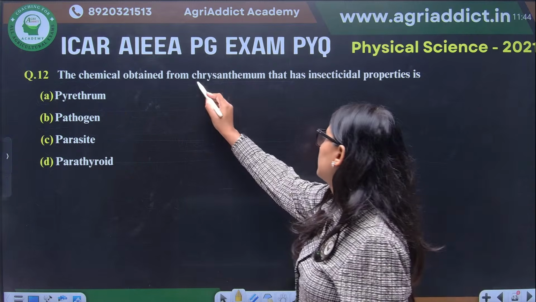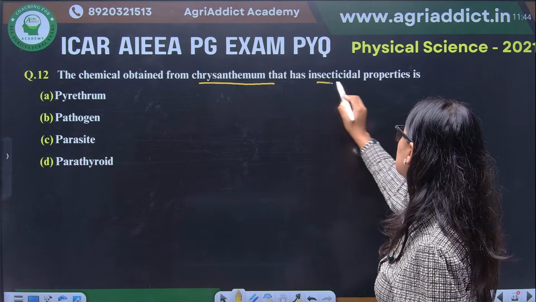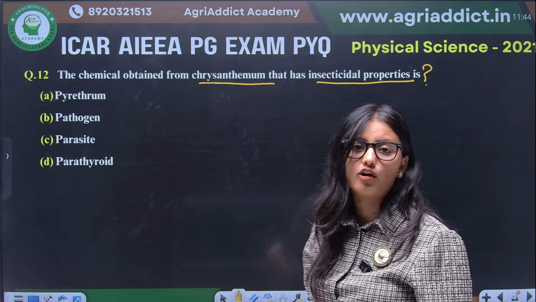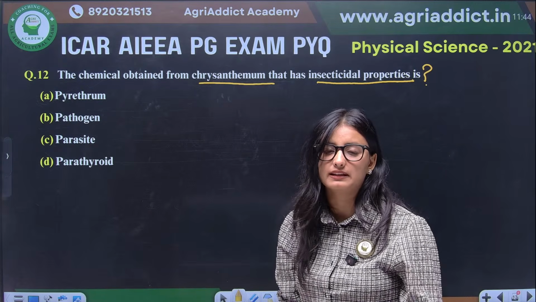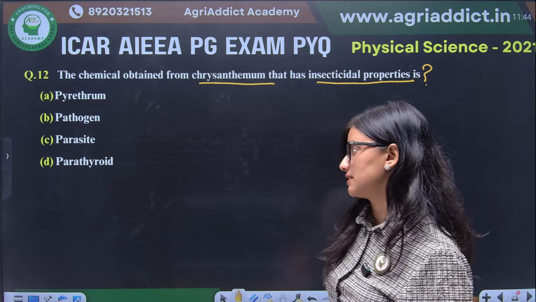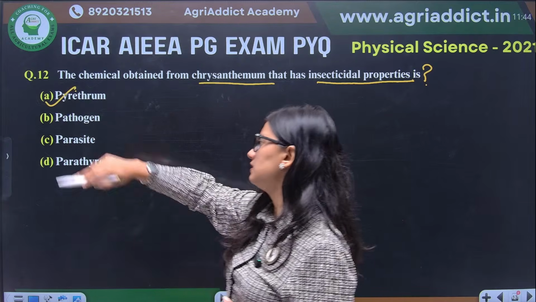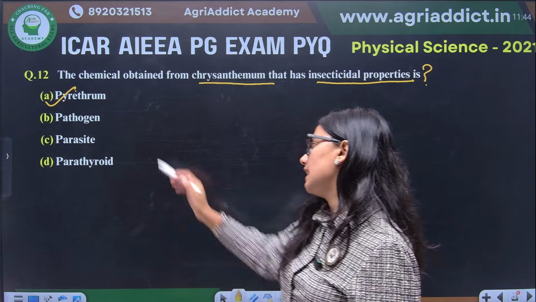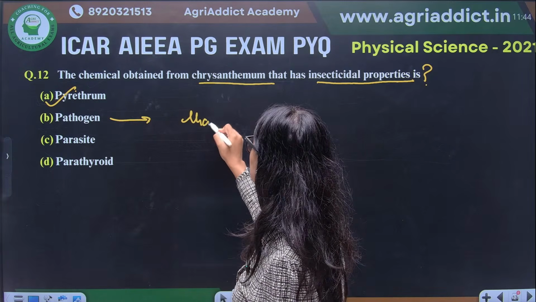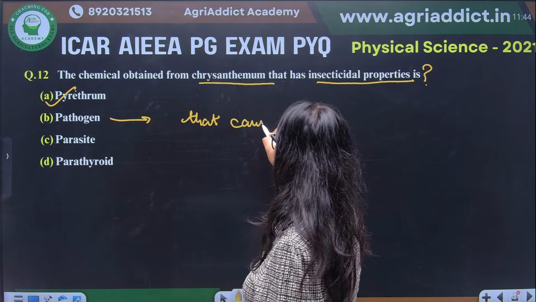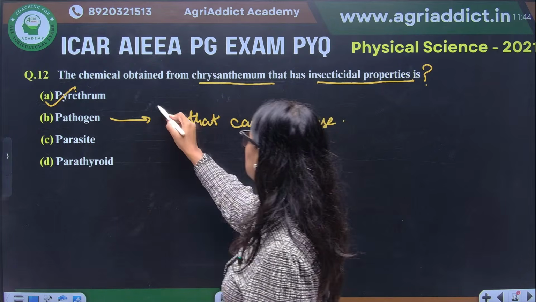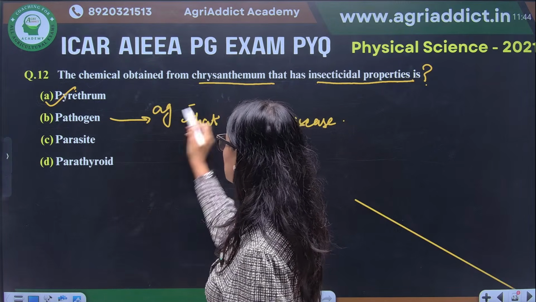The chemical obtained from chrysanthemum that has insecticidal property is? What is the name of that chemical that is extracted from chrysanthemum and used as an insecticide? Yes, pyrethrum is the correct answer. Others are, this is a pathogen. What is a pathogen? An agent that causes disease. That is a pathogen.